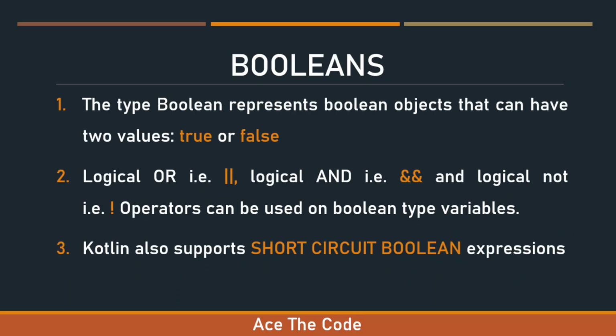Boolean data type is represented using the word Boolean, and it has two values, true or false. On these Boolean values, we can have logical OR operator, logical AND operator, and logical NOT operator. Just like a few other programming languages, Kotlin also supports short-circuit Boolean expressions. Let's quickly try it in Android Studio.